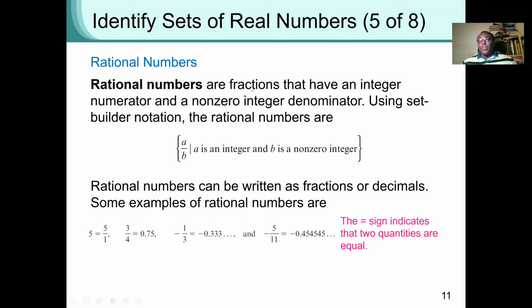So rational numbers, in short, are fractions. We have the numerators and denominators. An example is given here. If I write 5, the rational form of 5 will be 5 over 1. 3/4 will give me 0.75. Negative 1/3 will give me negative 0.33, etc.